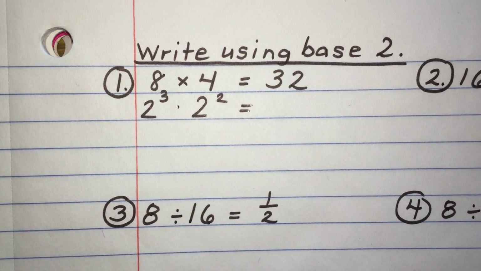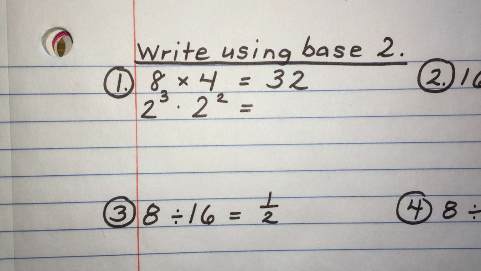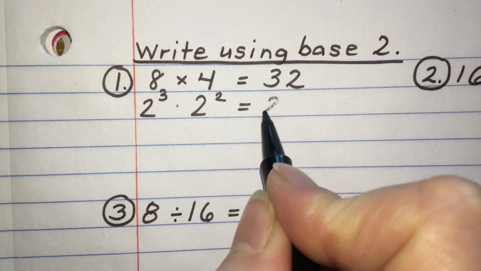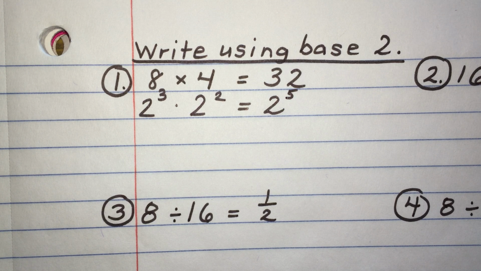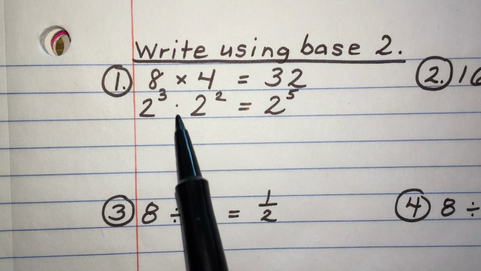You might not know yet what 32 is as base 2, but you might think, well, 2 times 2 is 4, times 2 is 8, times another 2 is 16, times another 2 is 32. So it took us 5 twos, 2 to the 5th. That's all we need to do for this problem, and then we are going to start to notice a pattern.